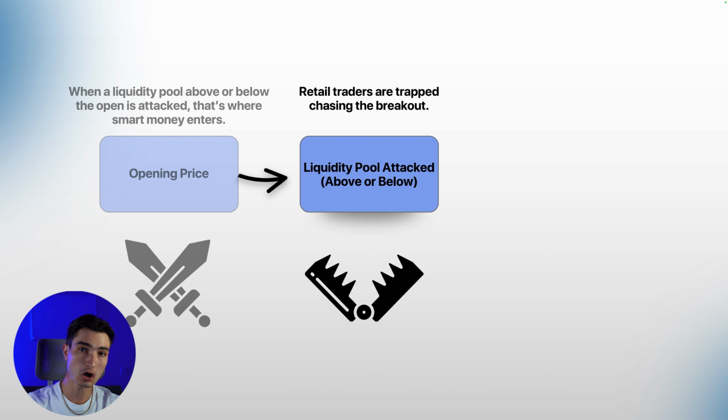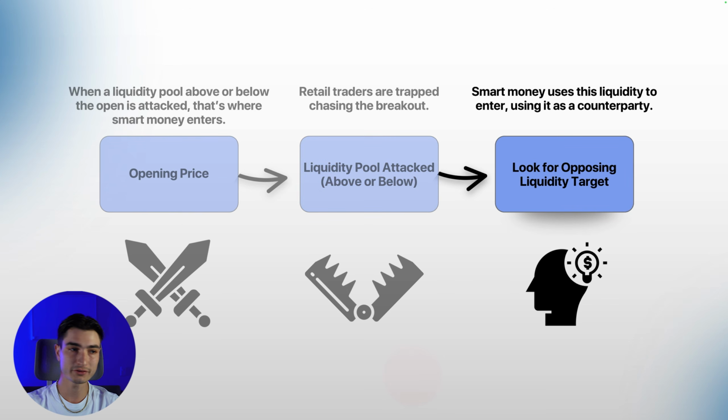So let's say you're long and you're correct on the day, but you entered ahead of 930. Well, then 930 is likely to drop lower, stop you out, then move in the anticipated direction. So it's trapping traders on the breakout, but it's also stopping out traders that don't understand time. Smart money uses this liquidity to enter, using it as counterparty. And then you're going to look for opposing liquidity to target.